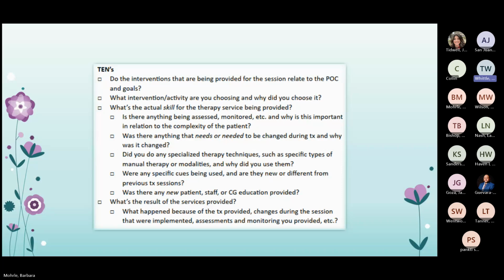And then that last big bullet point: what was the result of the services provided? This is the response to treatment. So what happened because of the treatment provided? Were there changes during the session that were implemented? What was assessed and monitored, and how did you provide those differentiating levels of assistance?